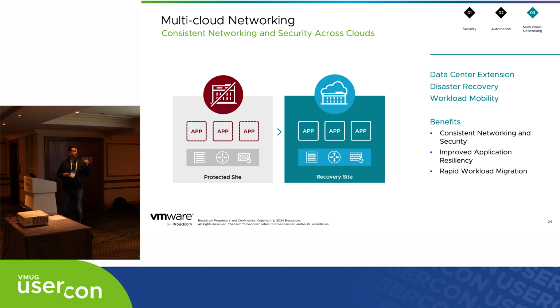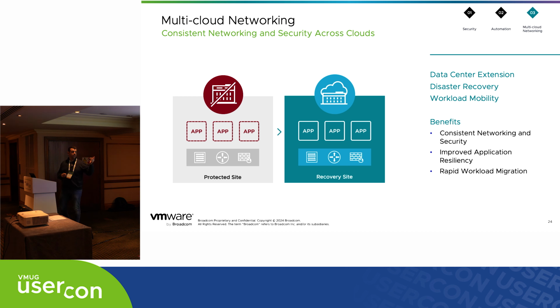And then the third is around multi-cloud networking. So providing the ability to stretch your data center between one location or multiple locations, providing support for use cases around data center extension, where we can stretch that layer 2. We can potentially have the application running active-active at both sites. Also supporting disaster recovery as well. So if you're running active-passive, ultimately moving the workloads from one location to another if we lose the protected site.